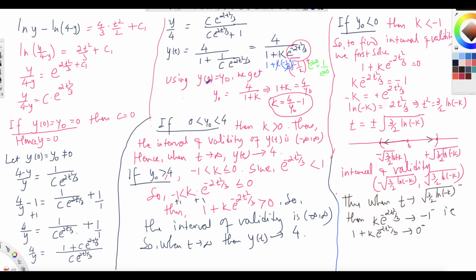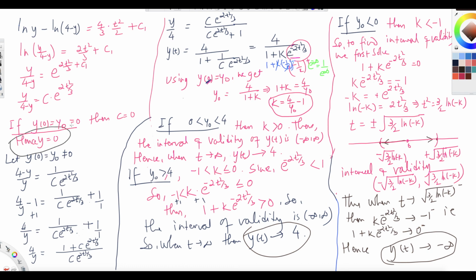So this is 0 but negative, meaning that 4 over that thing will go to negative infinity, because it will be 4 over -0. That will be negative infinity. Hence, y of t is going to negative infinity. So that's all the answers, right? This is one answer, this is another answer, and that one is another answer.